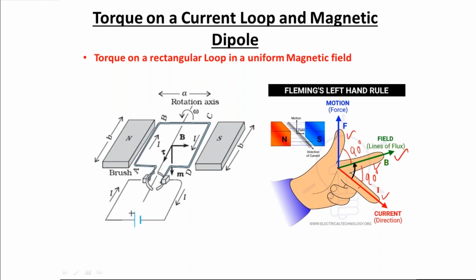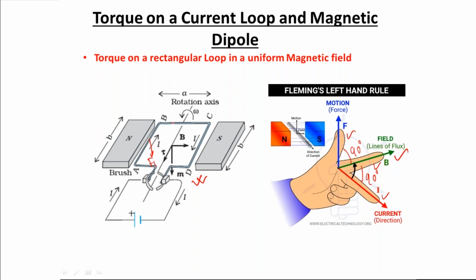Okay, if your index finger is in the direction of the magnetic field B, and your middle finger is in the direction of the current, then your thumb will give the direction of the force. If you apply it here in this problem, you look at the current, and I see the force will be exactly downward like this. If I denote that force as F1, it is downward.